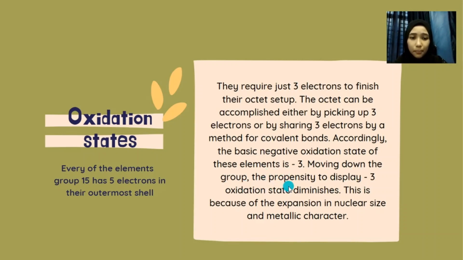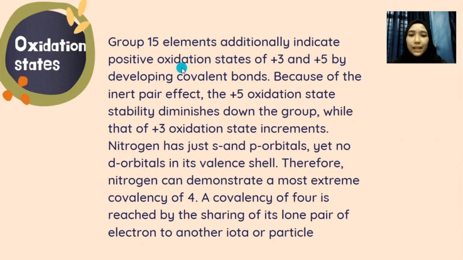Moving down the group, the tendency to display the -3 oxidation state diminishes. This is because of the increase in atomic size and metallic character. Group 15 elements also show positive oxidation states of +3 and +5 by forming covalent bonds. Because of the inert pair effect, the stability of the +5 oxidation state decreases down the group, while that of the +3 oxidation state increases. Nitrogen has just s and p orbitals, but no d orbitals in its valence shell.